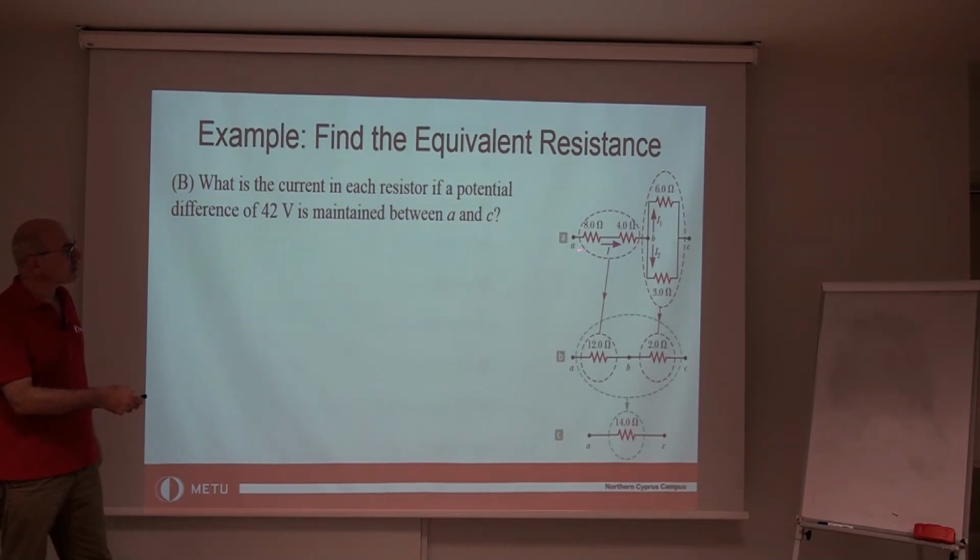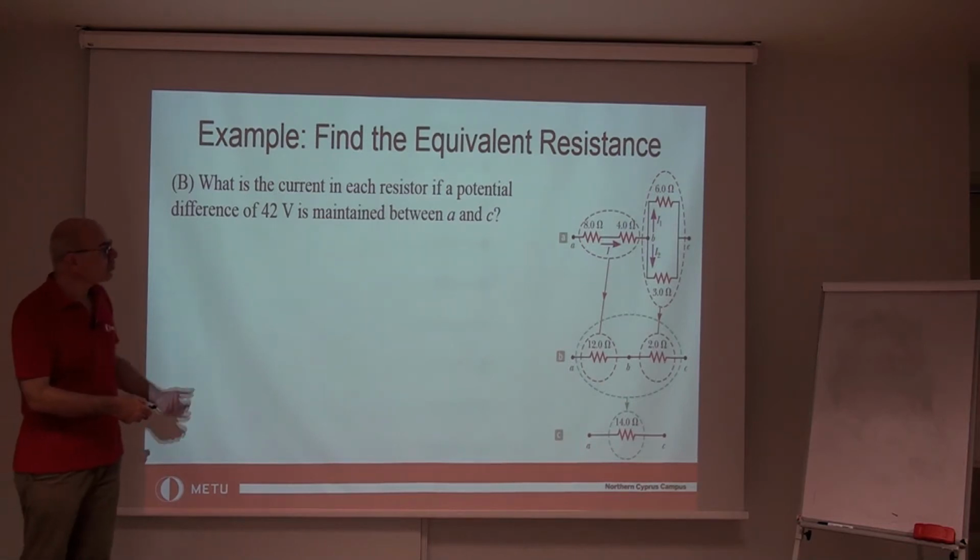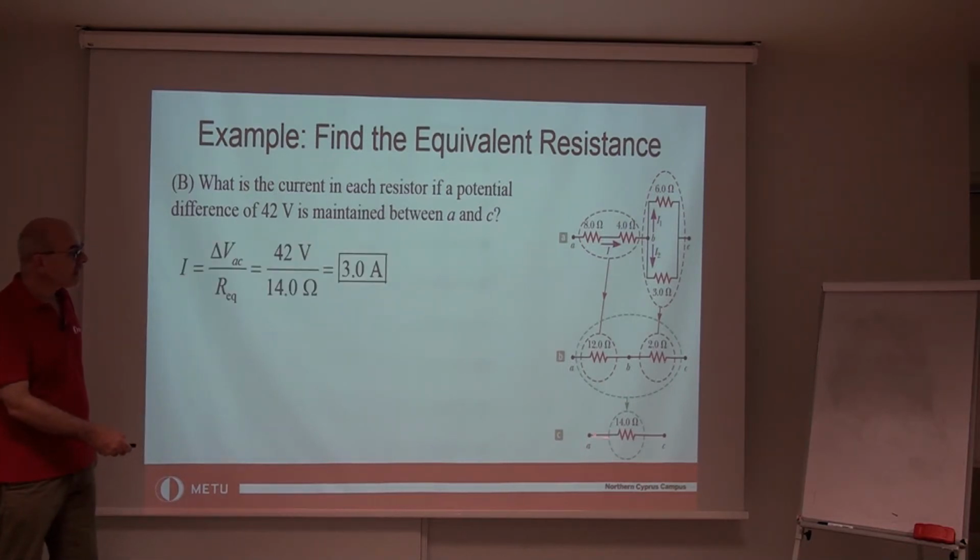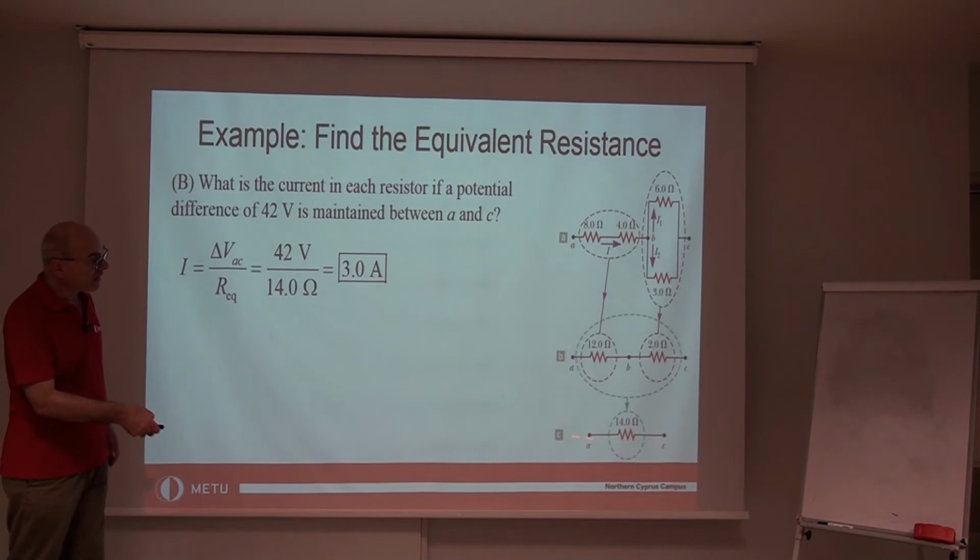So what is the current in each of these resistances? Current in this, current in this, current in this, and current in this, if the potential difference between A and C is 42. Okay, now, how to start? Well, we first find I, which is the current that passes through the equivalent resistance, but also it is the current passing through these two.